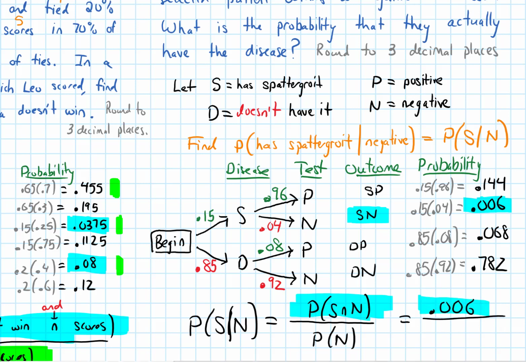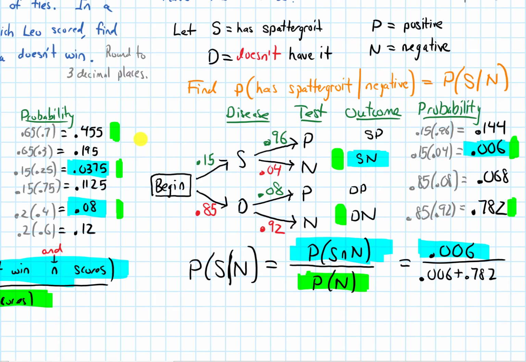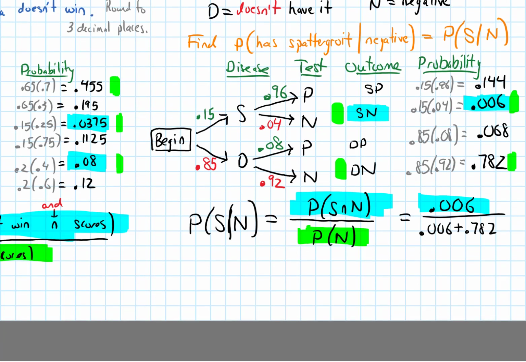And on the denominator, I need the probability that N occurs. And N occurs in two outcomes. Here, negative test result, and here. So let's highlight these numbers. I'm going to use these ones on the denominator. We'll have 0.006 plus 0.782.